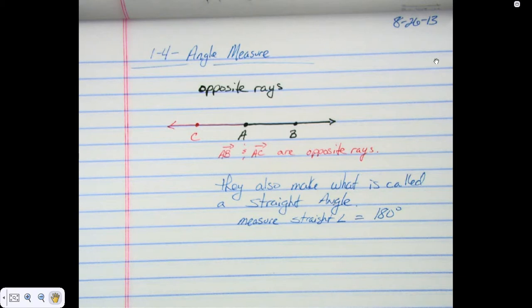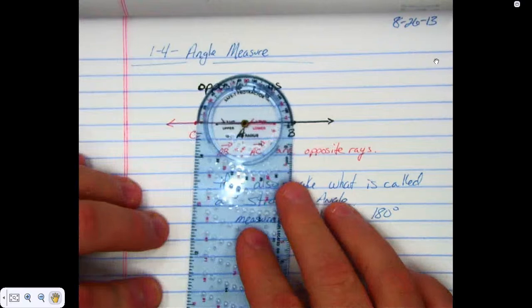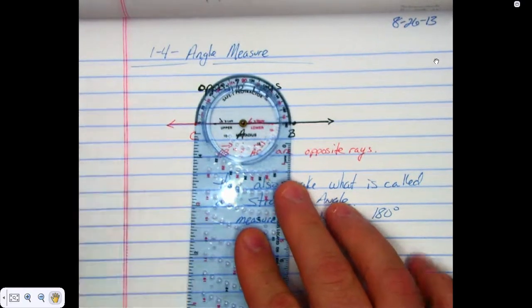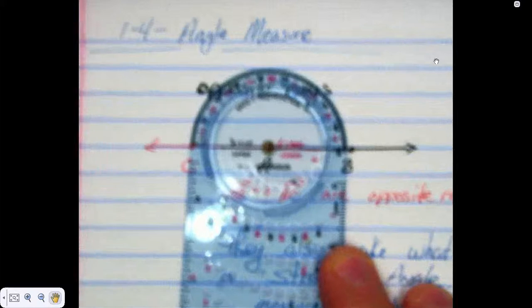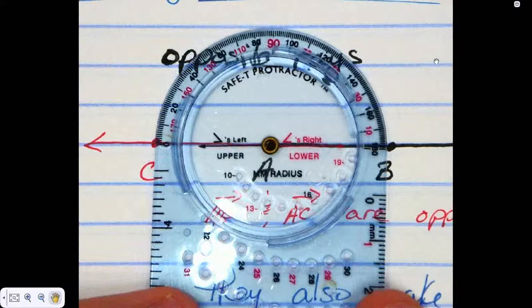Okay. Measure that straight line you just drew. Do it with me here on the board. Put the axis, we'll call it A, right there. We'll zoom in here so you can see a little better.